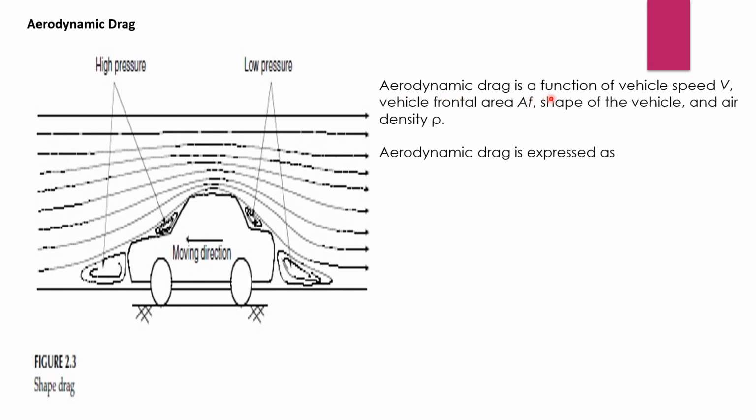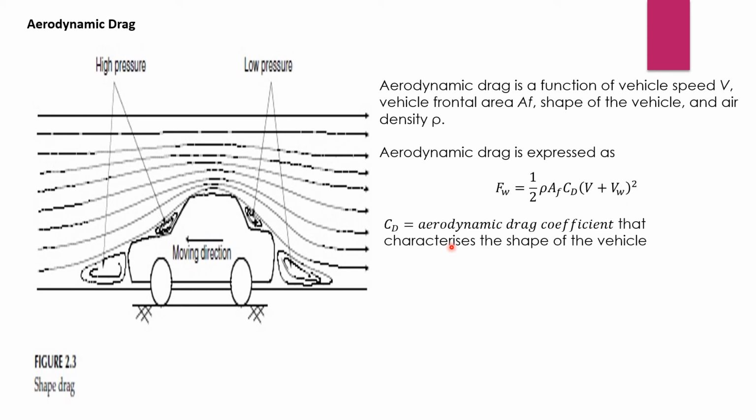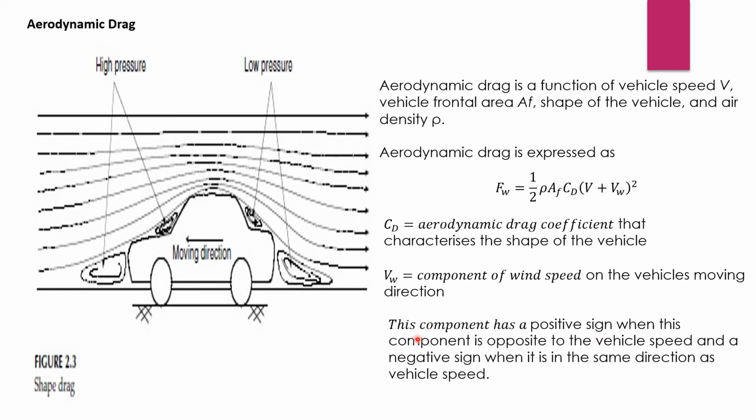Aerodynamic drag is a function of vehicle speed V, vehicle frontal area AF, shape of the vehicle, and air density rho. Aerodynamic drag is expressed as Fw equals half rho AF CD times (V plus Vw) the whole squared. CD equals the aerodynamic drag coefficient that characterizes the shape of the vehicle. Vw equals the component of wind speed in the vehicle's moving direction. This component has a positive sign when it is opposite to the vehicle speed and a negative sign when it is in the same direction as the vehicle speed.